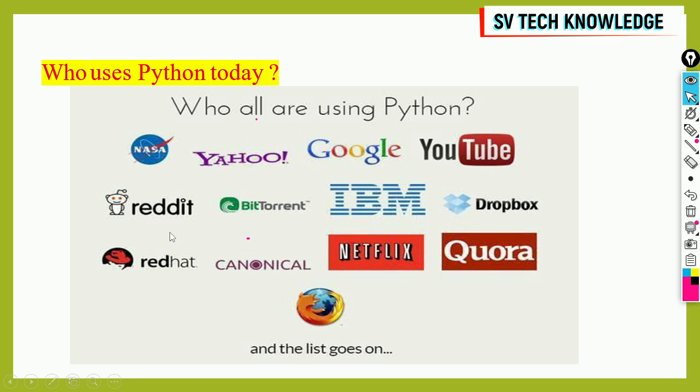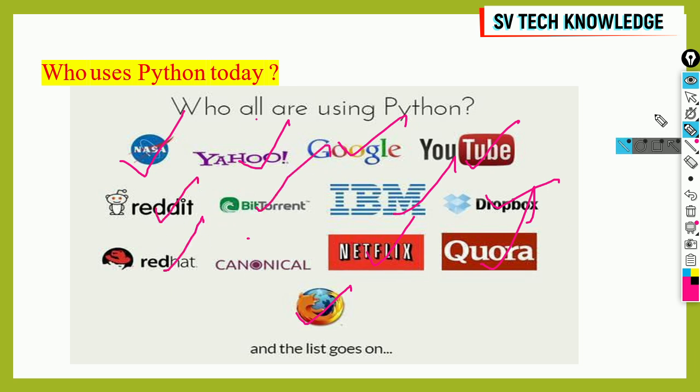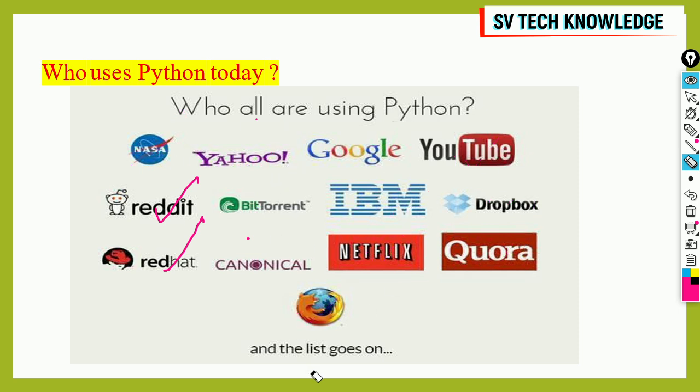So who uses Python today? As I said earlier, I have given a few websites like NASA, YouTube, Mozilla. All these are mostly using Python, and along with them Yahoo, Google, IBM, Dropbox, Quora and Netflix, Red Hat, Reddit, BitTorrent, all these websites are using Python nowadays.